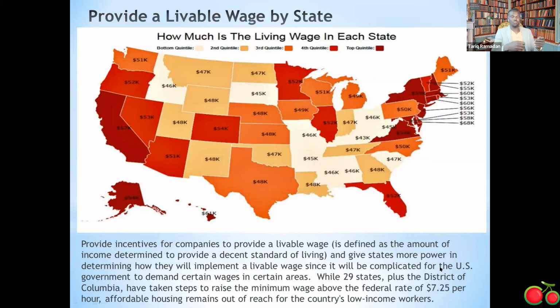This will give each state more power in determining how to implement a livable wage, since it will be complicated for the U.S. government to demand certain wages in certain areas. So, for example, if you look at Missouri, 46,000 will be perfectly fine. But if you go to California, with 46,000 you're basically below their livable wage of 57,000.